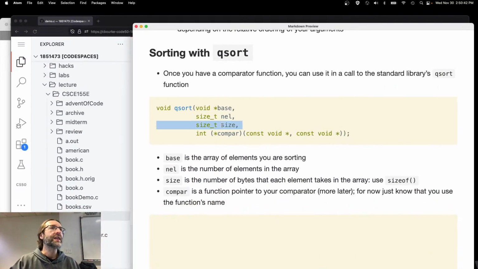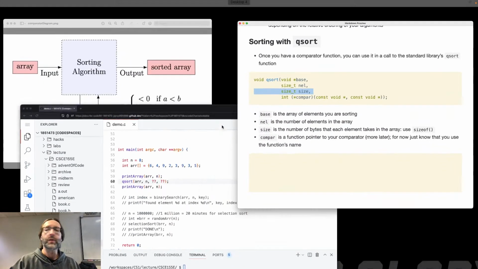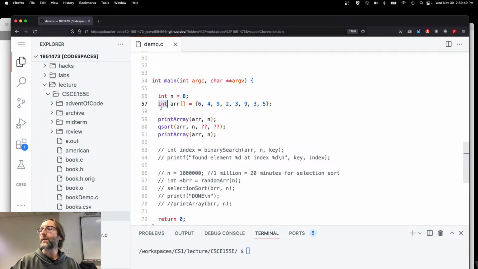The third one is the number of bytes that each element you're sorting takes. Well, what am I sorting here again? Integers. So how many bytes does an integer take? Do I hard code it to 4? Nope. What do I do? Sizeof int. There we go. Now this last one is the comparator that you want to use.